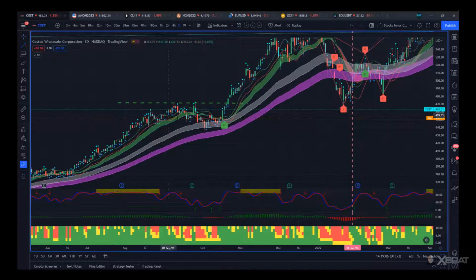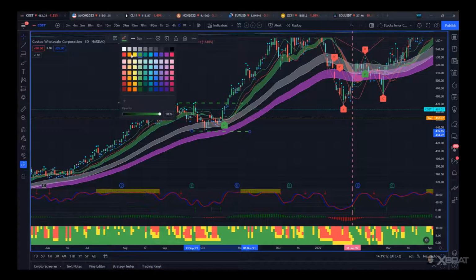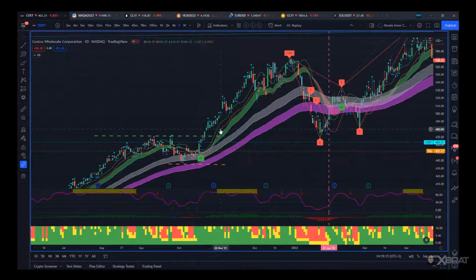Again, stop loss just below this recent pivot. We're swing trading. We need to give it room to breathe. And we're going long again. Then we get the ribbon turn red. We take our profit again.